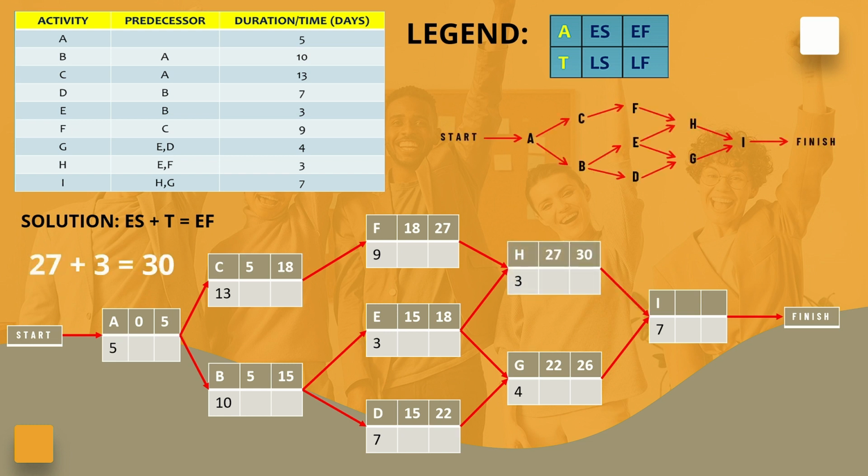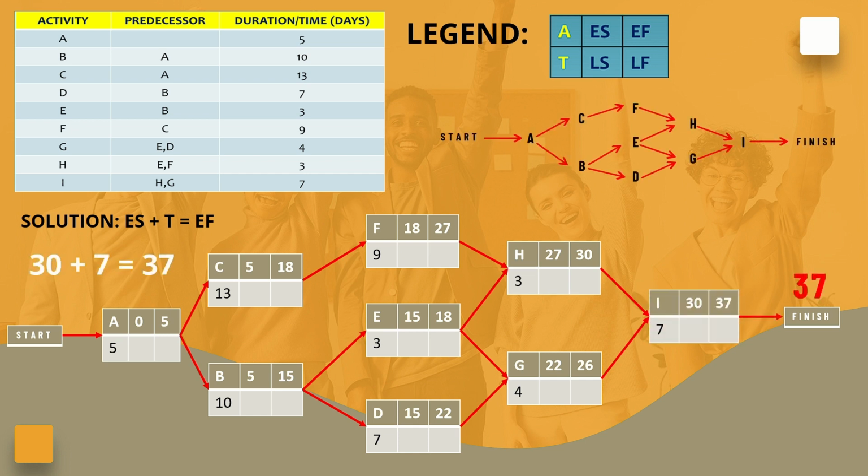Activity H depends on both activities E and F. Since activities E and F finish at times 18 and 27 respectively, activity H can start at the latest of these times, which is 27. With a duration of 3 days, the earliest finish time of activity H is 27 plus 3, which gives us 30.